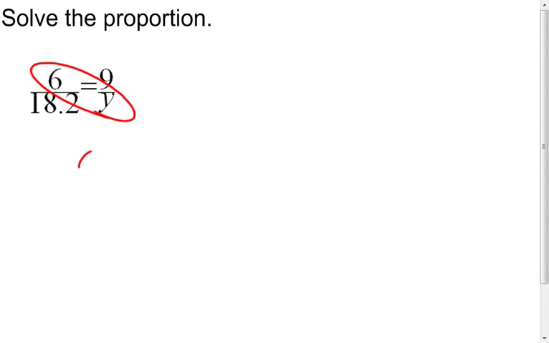6 times y, I can do that in my head and get 6y. It's going to equal, now I have to cross-multiply going the other way. Now I'm going to take the 9 times the 18.2, use my calculator, and I end up with 163.8.